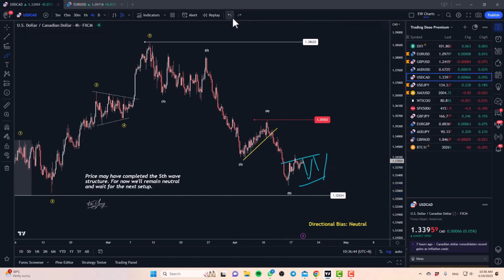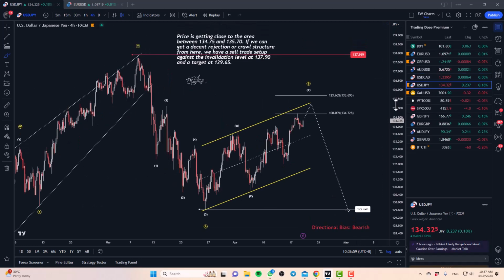So overall, Aussie dollar and dollar CAD is just not the best right now to be committing to any particular trade direction. So we just give it more time, be patient and see how it's going to turn out first. Okay, then we have the dollar yen.